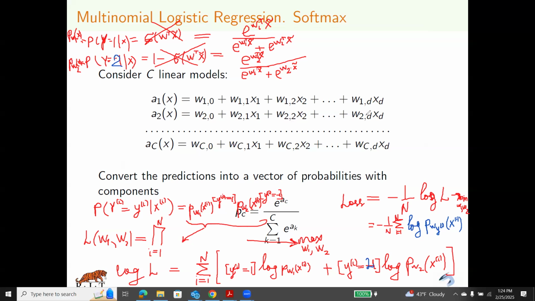Great. Yeah, you do that. And then this bracket will be non-zero only when j equals y. So this sum will be reduced to j equals y. Yeah, exactly. And you will get this result.